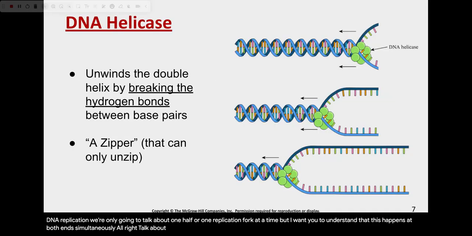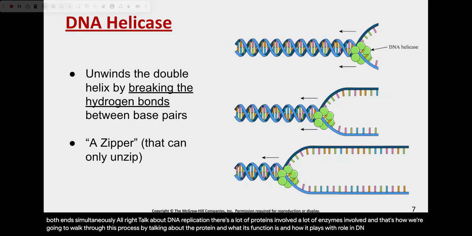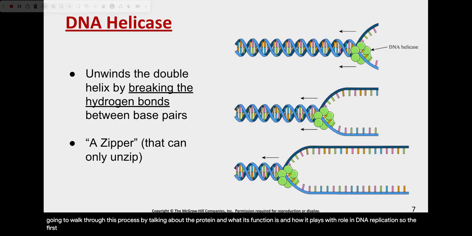As we talk about DNA replication, there's a lot of proteins and enzymes involved. That's how we're going to walk through this process, by talking about each protein, what its function is, and how it plays a role in DNA replication. So the first protein we're going to talk about is DNA helicase. DNA helicase will come into play at the replication fork, and it's going to continue to unwind our double helix.